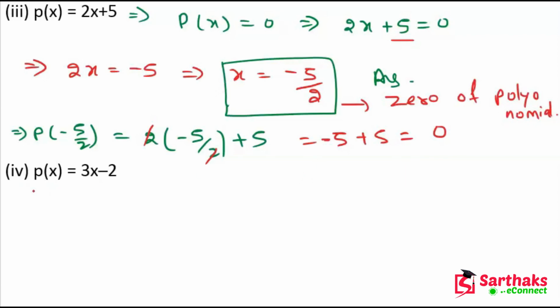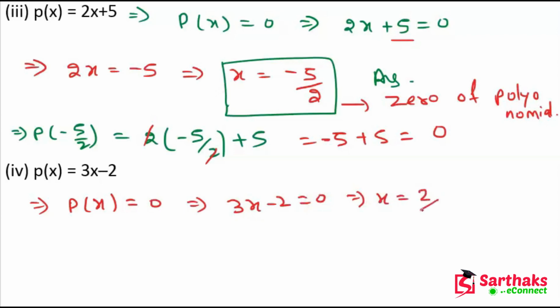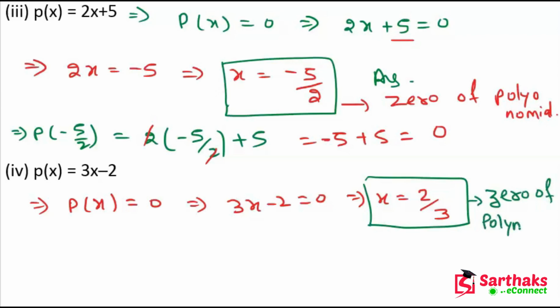So now we have p of x equals 3x minus 2. So again we have to find the value of x, means zeros of the polynomial. So p of x equals 0. So we get 3x minus 2 equals 0. So for this, my dear friends, we get x equals 2 upon 3. So this is the zero of the polynomial.